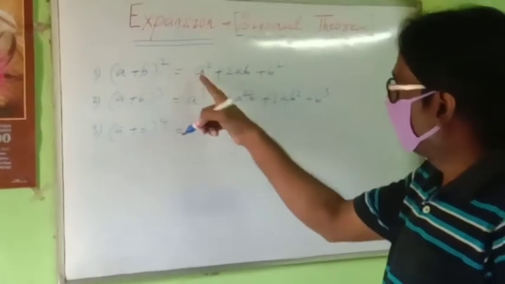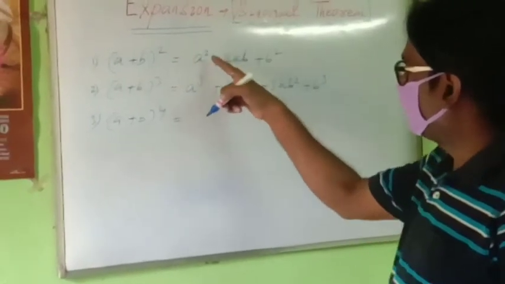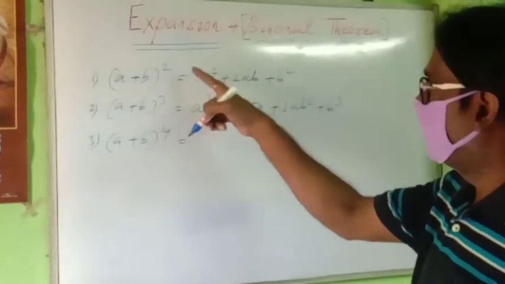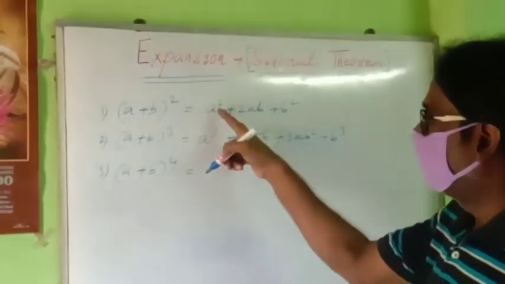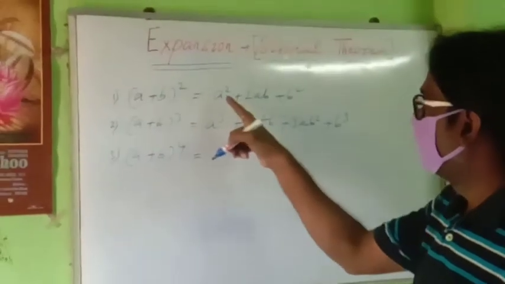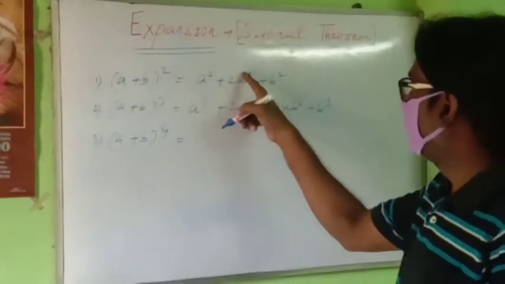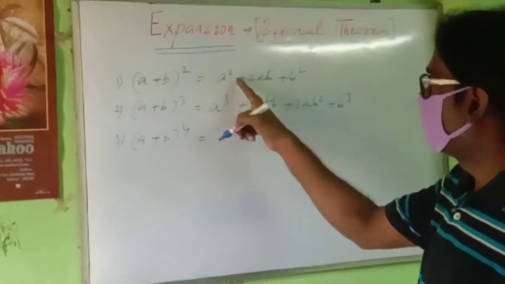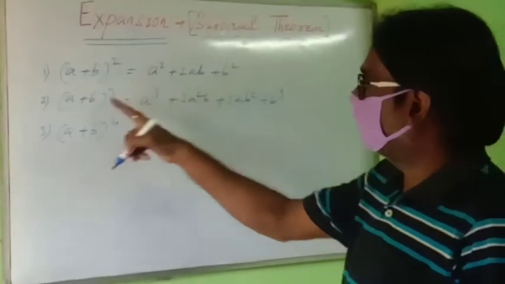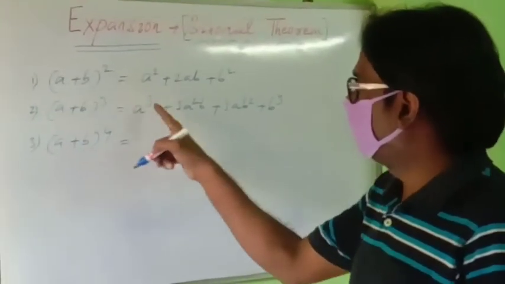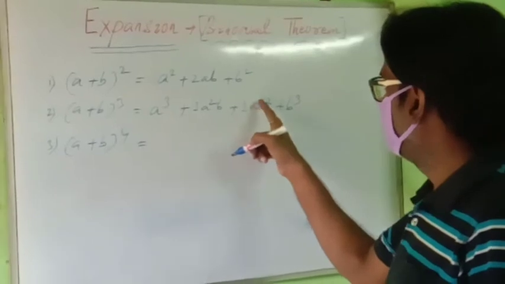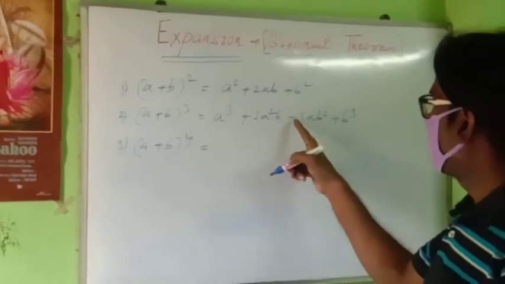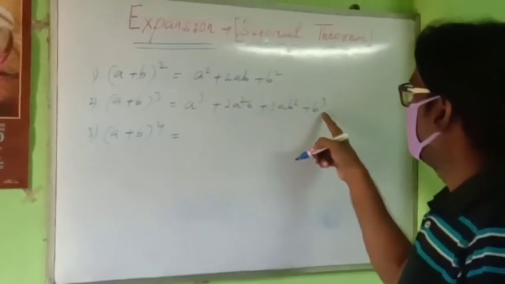A plus b whole square means a square plus 2ab plus b square. Here the power of a is decreasing. Power 2 means power of a will be 2. First term is a, second term is b. Power of a decreases 2, 1, 0, and power of b will increase: 0, 1, 2. Same process, a plus b whole cube: power of a will be 3, then 2, then 1, then 0. Power of b will be 0, 1, 2, 3.